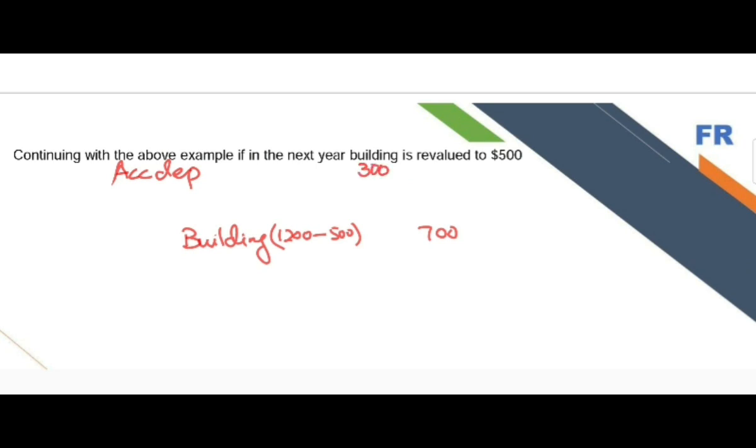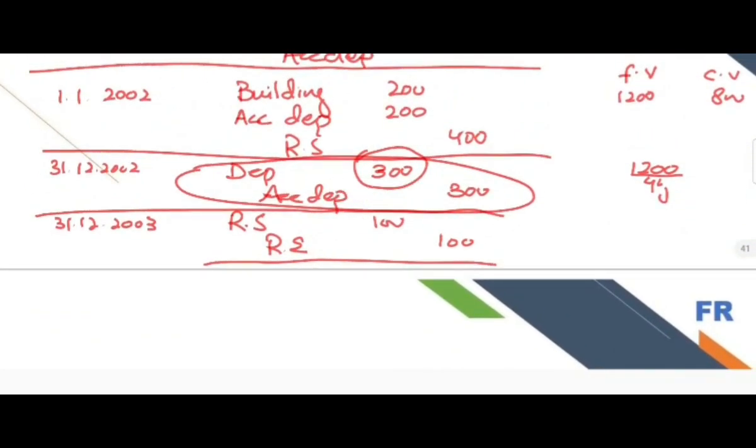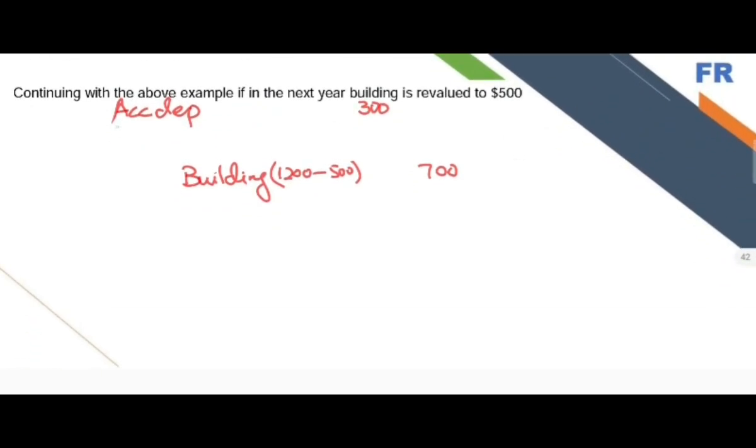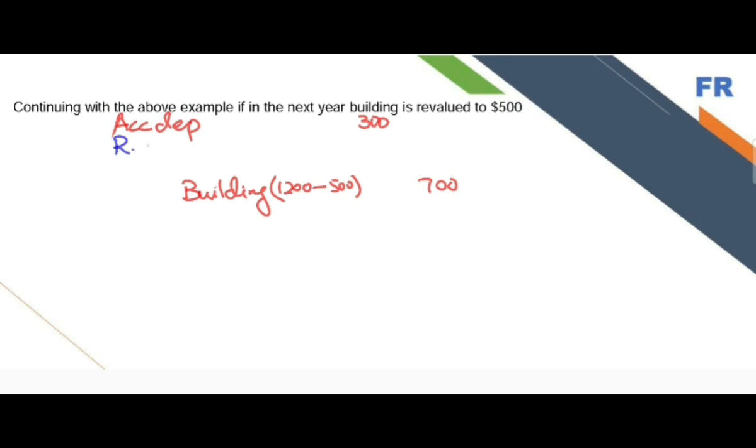Now the next thing is we need to remove the revaluation surplus to nil. How much revaluation surplus do we have? We had created a revaluation surplus of 400, but as a result of transferring excess depreciation to retained earnings, the revaluation surplus has been debited by 100, meaning reduced by 100. So currently we have a revaluation surplus of 300 in our books of account. So this 300 of revaluation surplus would be debited.